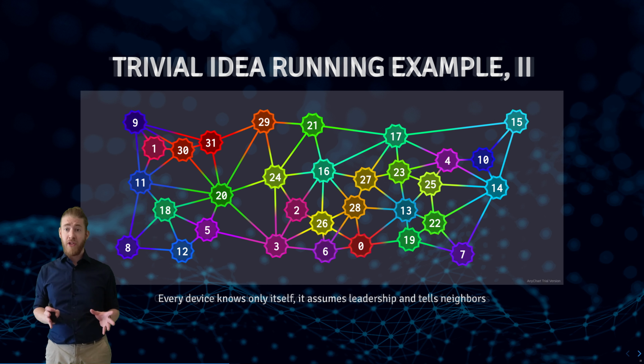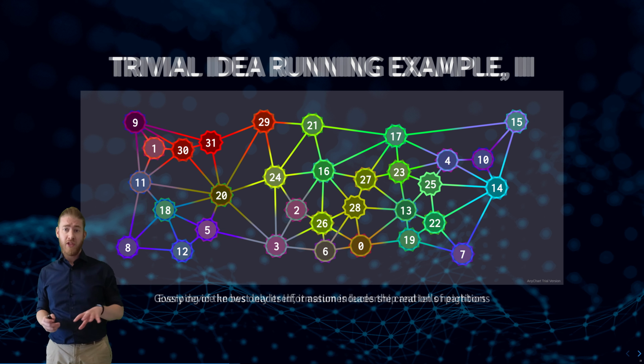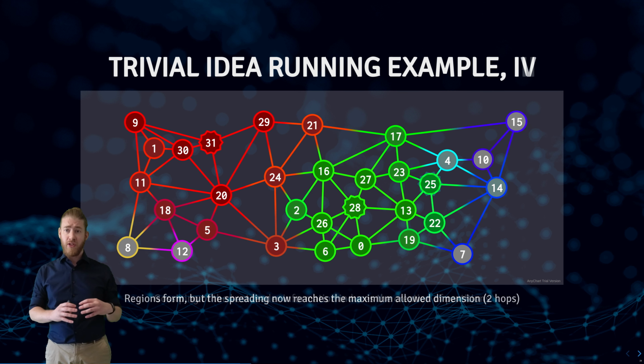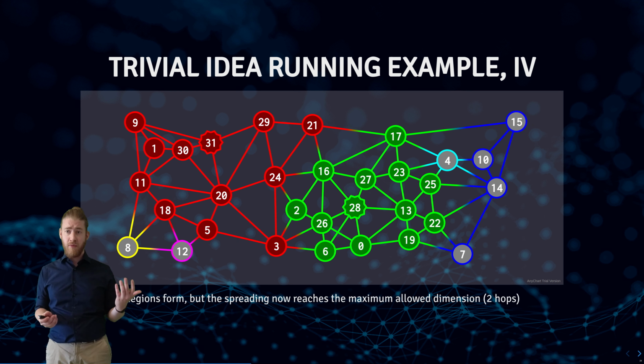Nodes that receive the information about the existence of a better leader join its partition. Some nodes enter an inconsistent state, here depicted with a gray filling, where they select as a leader a node that has already joined them in the partition. So it's not a leader itself. At some point, the information reaches the maximum partition size, and for simplicity, here I set 2 hops, but any valid distance method would work.